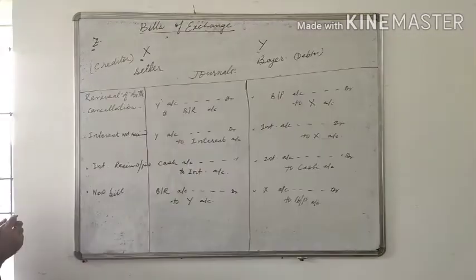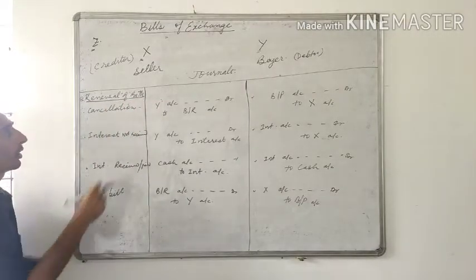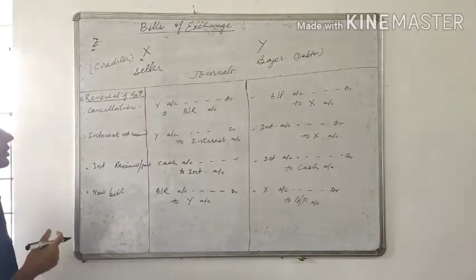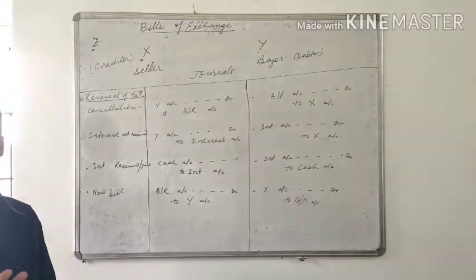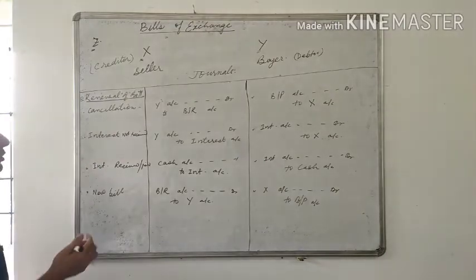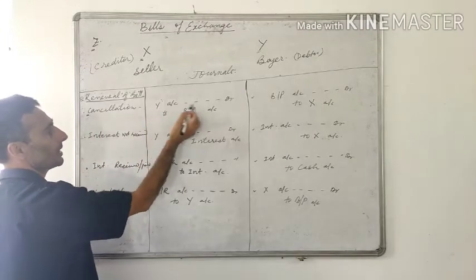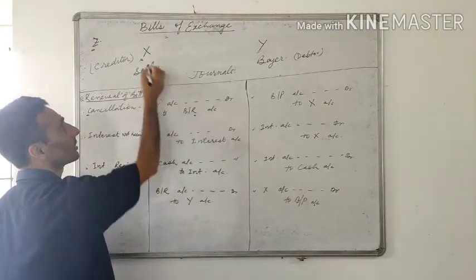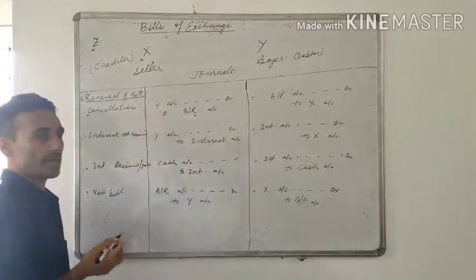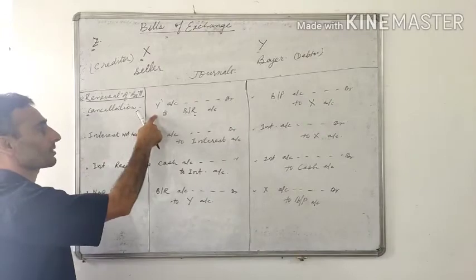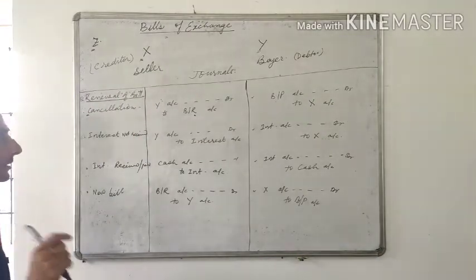Now the next, number 8, renewal of bill. Renewal of bill means to cancel the old bill and draw a fresh or new bill. So first you cancel the bill. Cancelling the bill is Y account debit to bills receivable account in the books of X, and in the books of Y, bills payable account debit to X account. So this is the reverse of the first entry we have there, that is acceptance of bill.